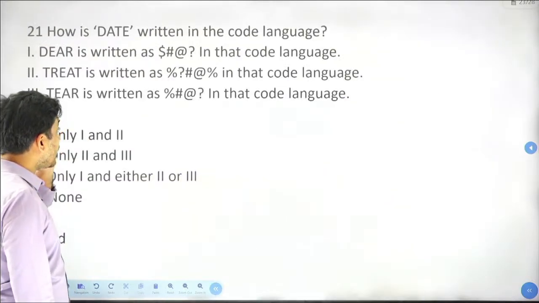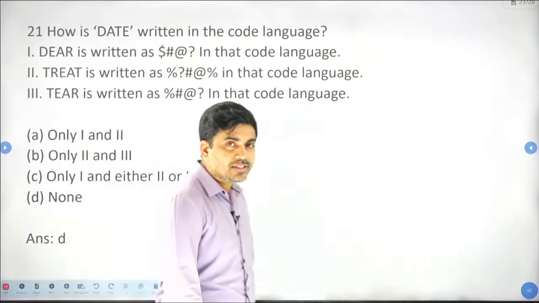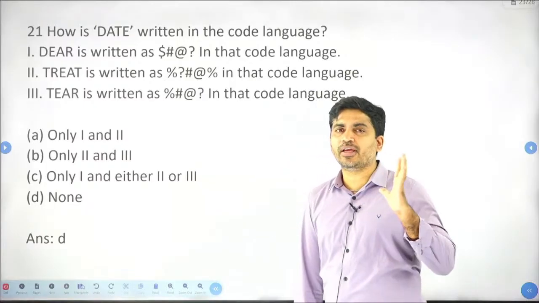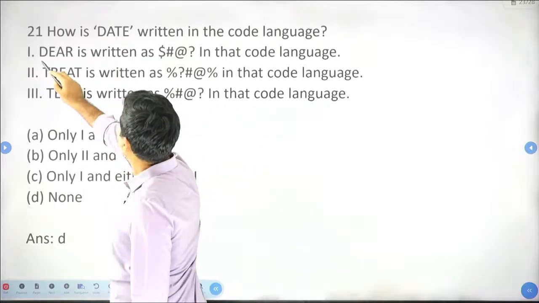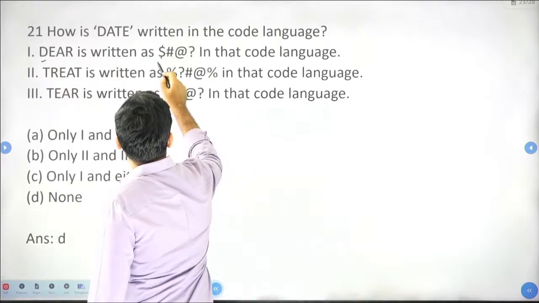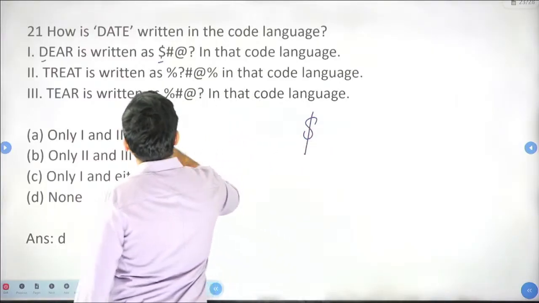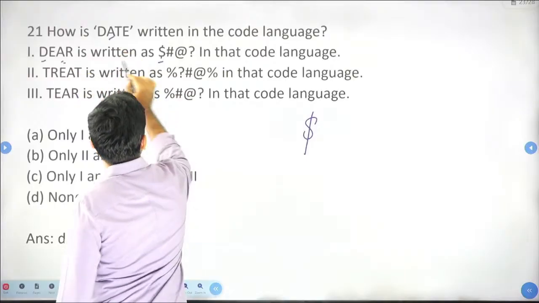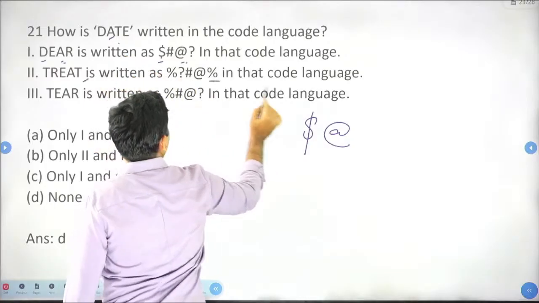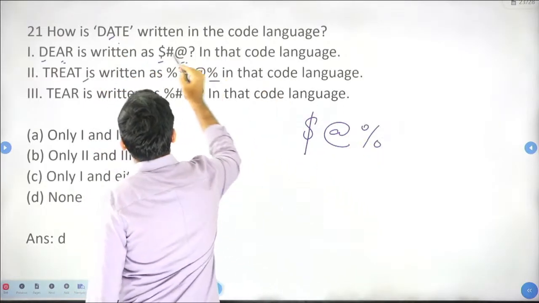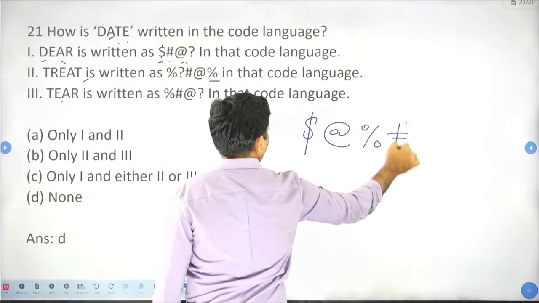How is date written in the code language? Coding and decoding questions are always easy. You have to pick from only given statements. What is D? It's a dollar symbol. What is A? Where is A? Third one, at the rate. What is T? Percentage symbol. What is E? Hash. This is the answer.